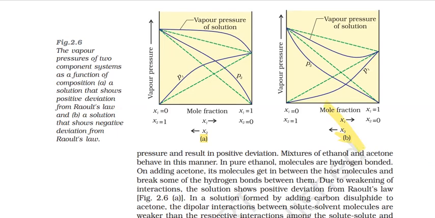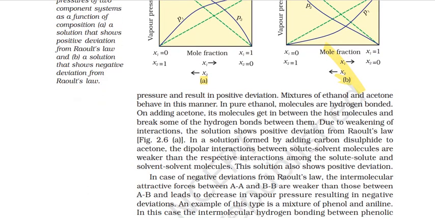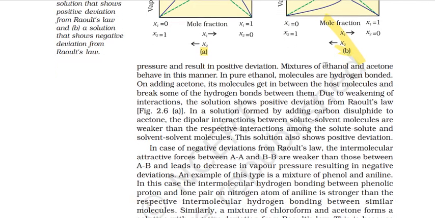Fine, so yahan pe interactions of the product will be stronger. Delta V mix will be negative. Eventually volume is going to decrease. Mixtures of ethanol and acetone behave in this manner. Pure, jo yahan pe positive deviation dikhate hain. In pure ethanol, molecules are hydrogen bonded. On adding acetone, its molecules get in between the host molecules and break some of the hydrogen bonds between them.